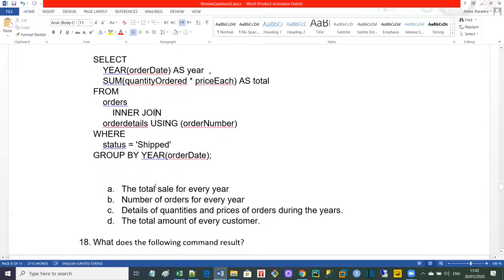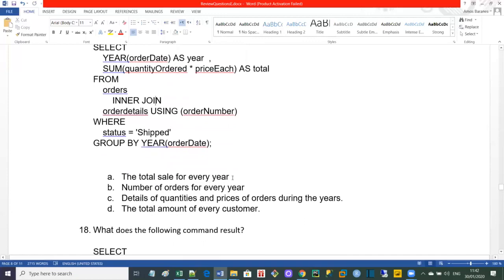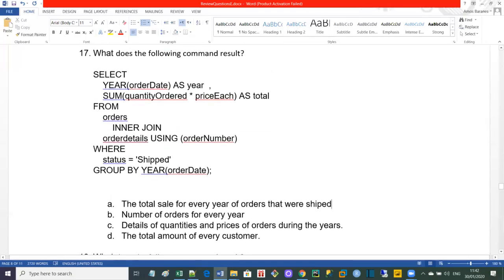Therefore, let me fix answer number A. It is the total sales for every year of orders that were shipped. Okay? I probably forgot to add it when I translated it from Hebrew. In fact, I wrote that one in Hebrew first. So my apology. Okay, and this is the right answer.